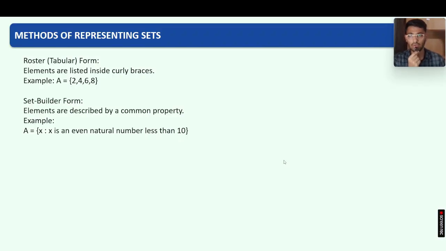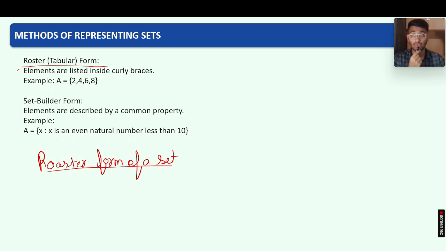Now we will learn the forms in which you can write a set. First is the roster form. What does it say? It is the roster form of a set. In this kind of notation, you only have to directly write the elements in curly brackets, like this is a set A.